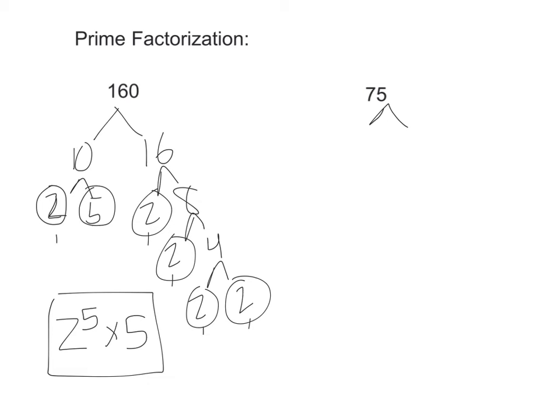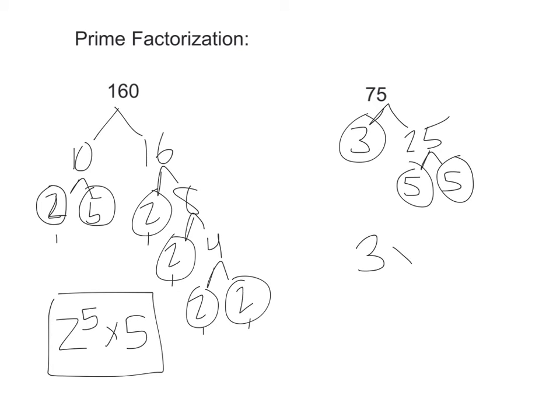I thought quarters when I thought 75, so I did 3 times 25. 3 is prime, but 25 is not. 5 times 5 works. Okay, and when I look at this, I have 3 times 5 to the second power, since there's 2 of them.